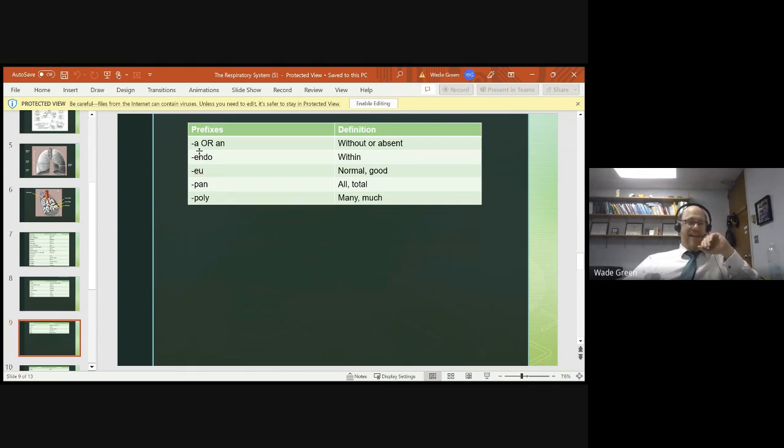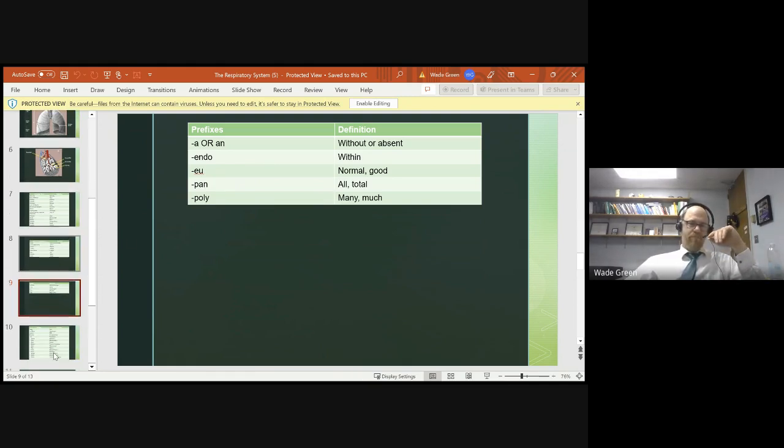A few more prefixes. A or an means without or absent. Endo is within. Eu is normal or good. Pan is all or total. So we said in class that if, for example, I go to the doctor because I have sinus pressure at my frontal, maxillary and ethmoidal sinuses, I could have what's called pansinusitis, or inflammation of all of my sinuses or many of my sinuses. Poly means many or much.